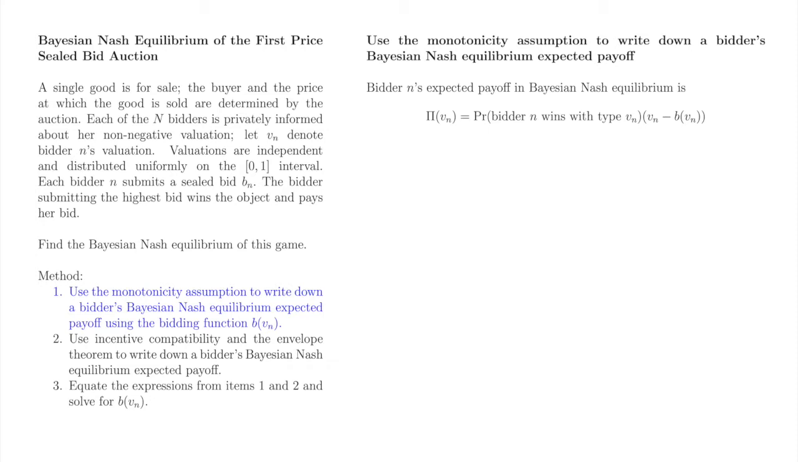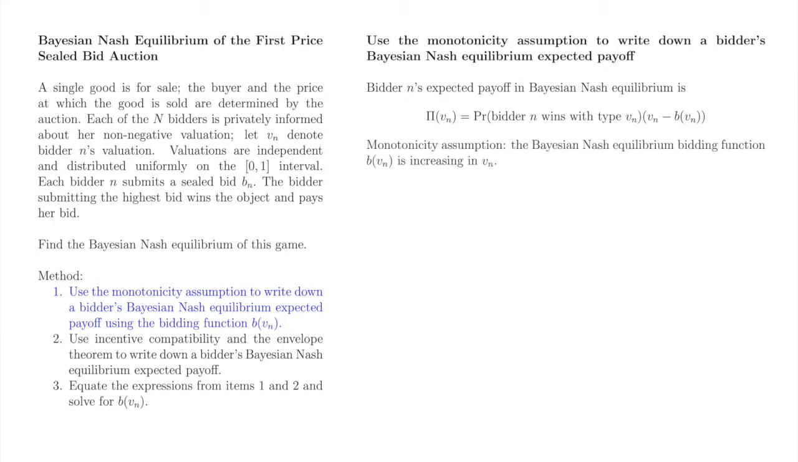A bidder receives her valuation less her bid when she wins, and 0 otherwise. Therefore, her expected Bayesian Nash equilibrium payoff is the probability that she wins multiplied by her payoff, her valuation less her bid. A player wins when her bid is the highest, so in order to make sense of this expression, we need to determine the probability of that event.